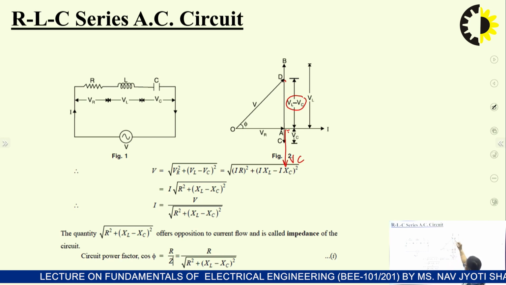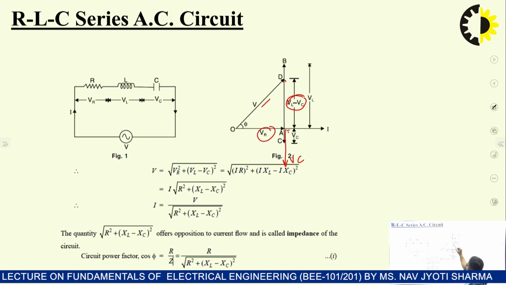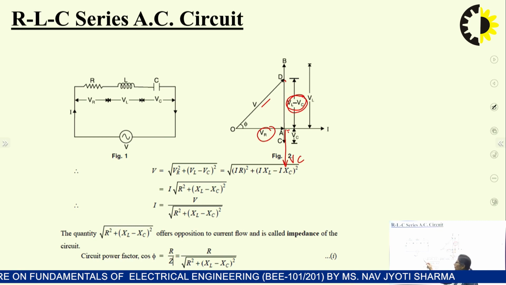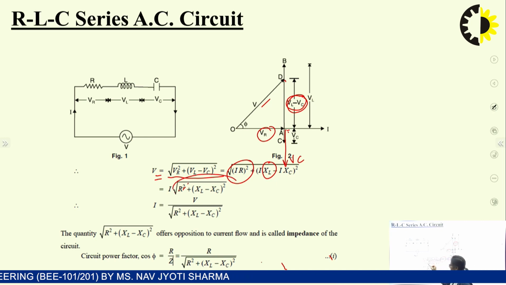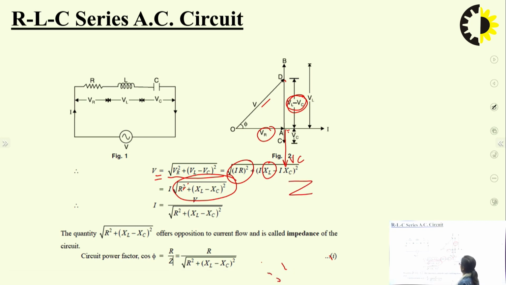And the resultant would be given by the phasor addition of VR and VL minus VC. So I may give V is equal to under root VR square plus VL minus VC whole square. Substituting for VR, VL and VC, I'll have V is equal to I into under root R square plus XL minus XC whole square. What is this once again? I into Z. So for an RLC series circuit, the impedance offered by the circuit is given by under root R square plus XL minus XC whole square, and this is the magnitude of it.